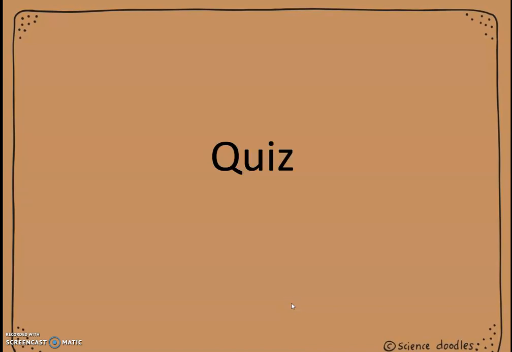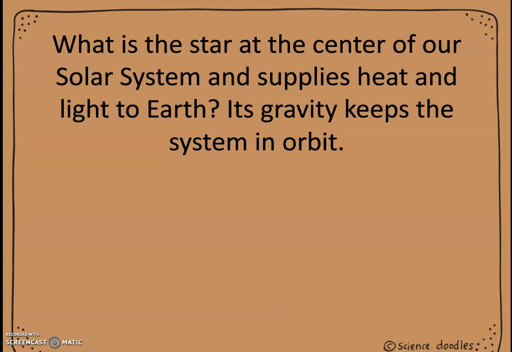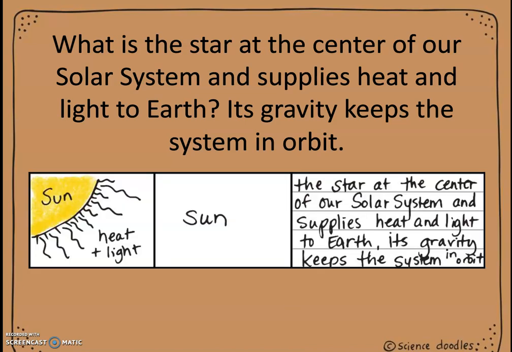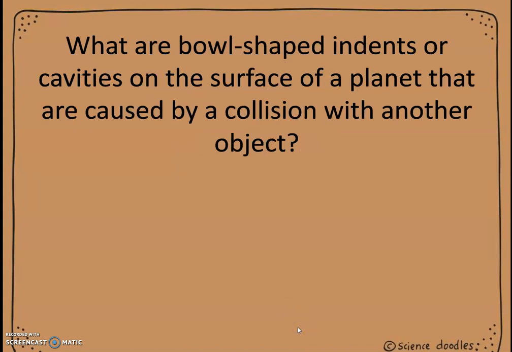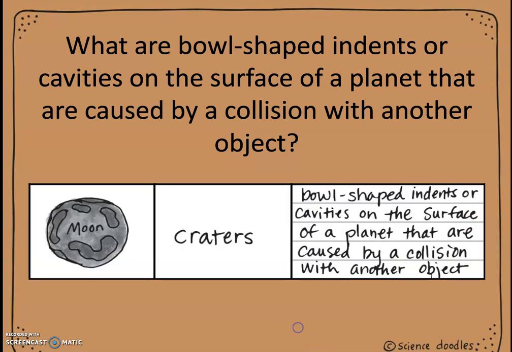All right, let's do a quick quiz and see what you remember from the vocabulary words. What is the star at the center of our solar system and supplies heat and light to the Earth? Its gravity keeps the system in orbit. Which word fits this? If you said sun, you're correct. What are the bowl-shaped indents or cavities on the surface of a planet that are caused by a collision with another object? If you said craters, you got it right. Good job.